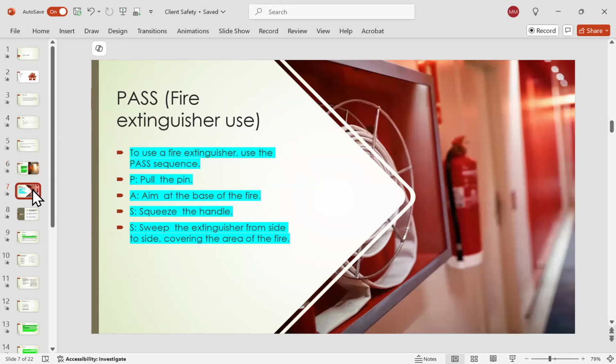And then there's another acronym and it's called PASS. And that tells you how to use a fire extinguisher. Okay. And it's in sequence. P means pull the pin. A, aim the fire extinguisher at the base of the fire. And then S means squeeze the handle and then sweep. Sweep from side to side, covering the area of the fire. Okay. But again, don't do that unless you can safely do it. If the fire is big or out of control, get out. Make sure you know PASS.